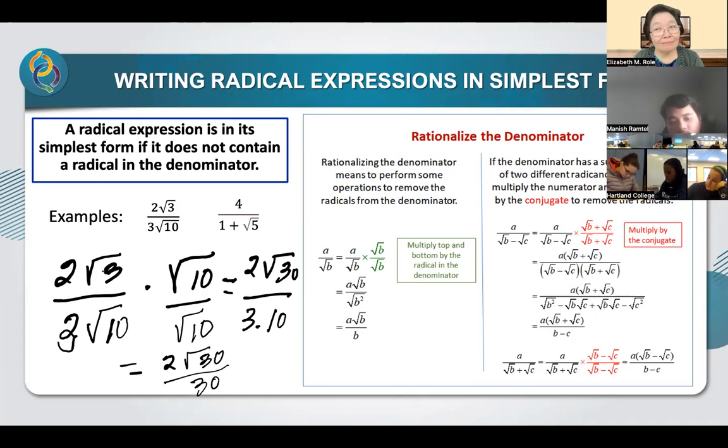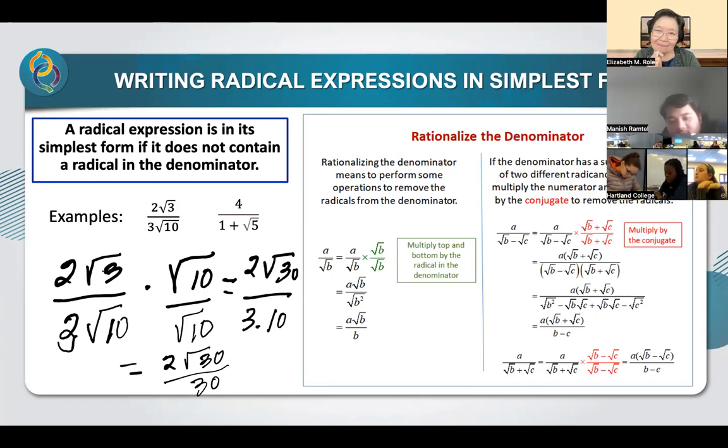Now, don't be tempted to cancel 30 and 30. The one on top is square root of 30. The one in the denominator is 30. So don't immediately say, oh, they are the same, I can just cancel them and make them 1. They're totally different. The square root of 30 is not the same as 30. But then you still can simplify because there's a common factor between 2 and 30. And what is that? 15.